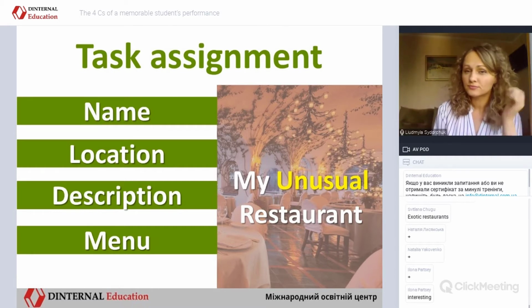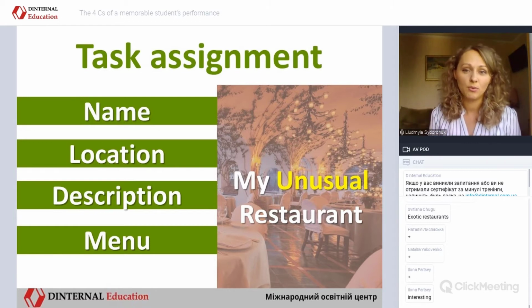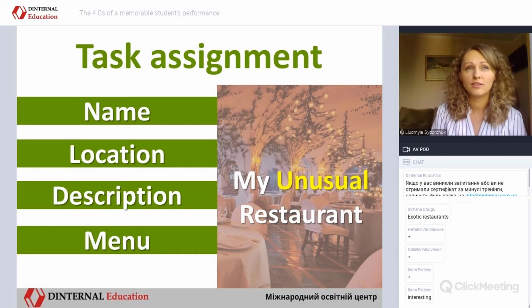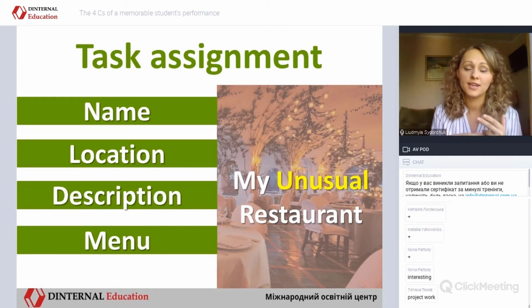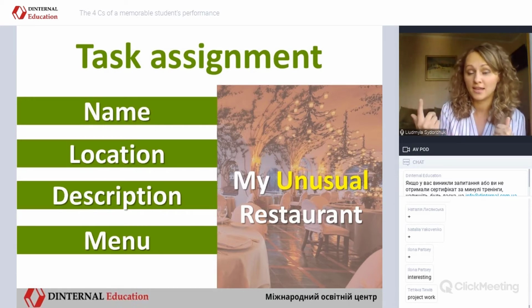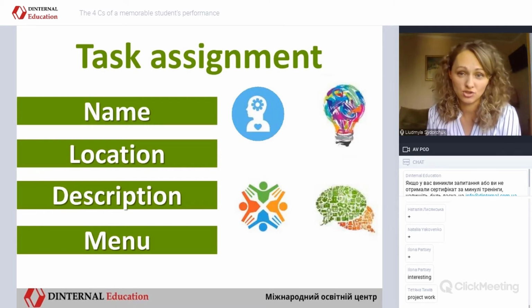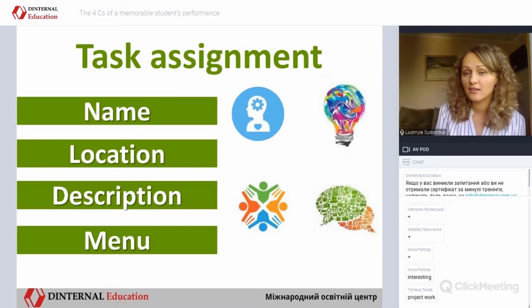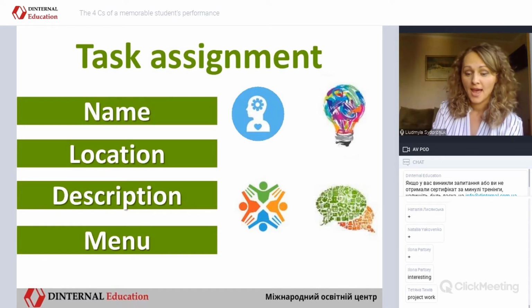Okay, and make sure that the students have understood what they need to do with the help of ICQs, instruction checking questions. So you will check that they have understood. But if we think now about this whole process, while they will be thinking about the name, the location, the description, and the menu, will they be developing these 4 C's of education? What do you think? Will they be using their critical thinking, their creativity, collaboration? They will be using, of course, these skills while working on this project.